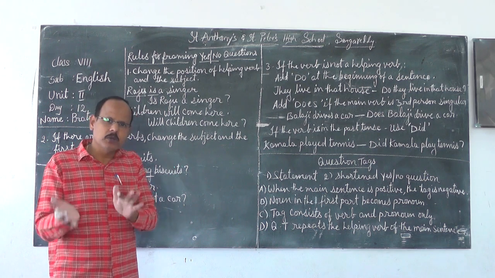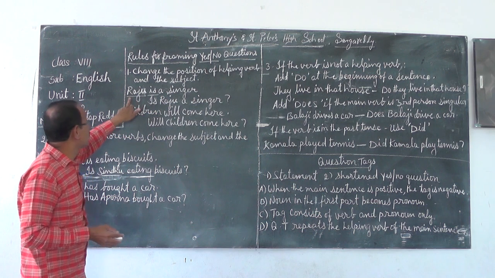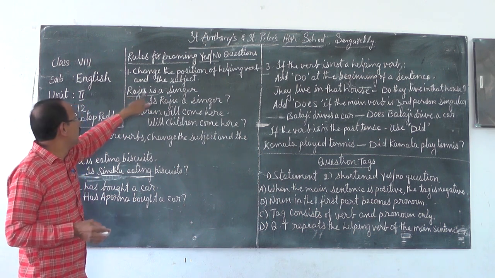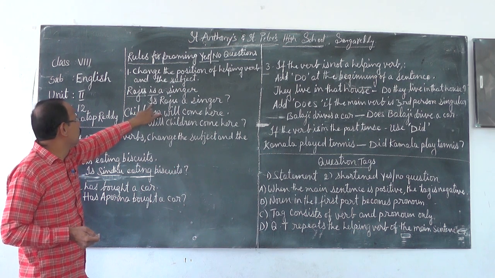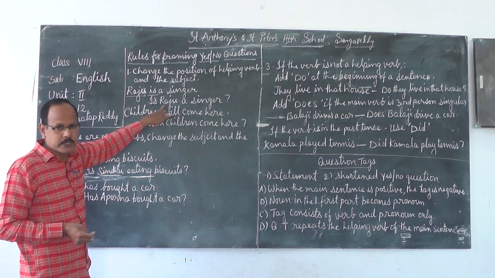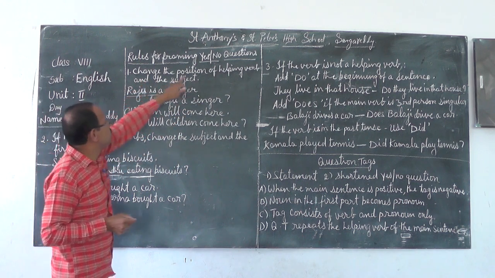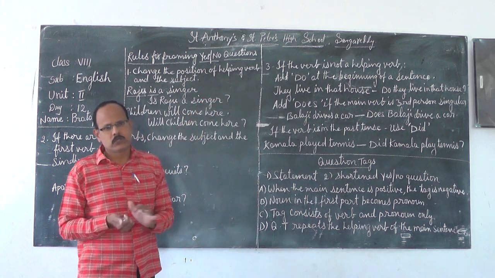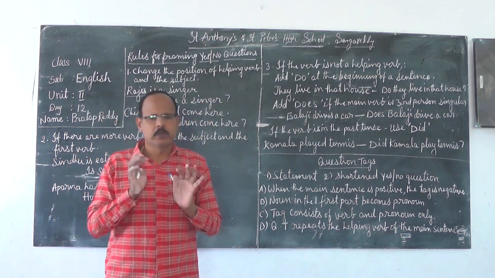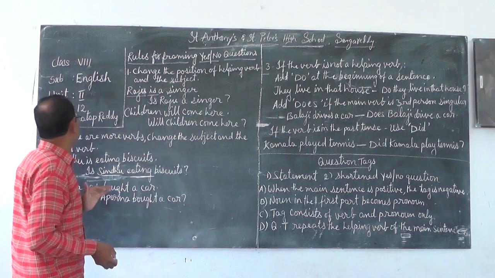Bring the helping verb first in the beginning of the statement. Place it before the noun. Raju is the singer. Raju is the noun of the subject and is the helping verb. So start with helping verb and Raju is the subject. Is Raju a singer? So that is the first rule. Change the position of helping verb. Have you understood the first rule for framing yes, no questions? Good.